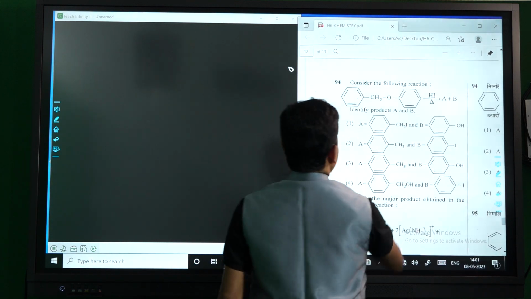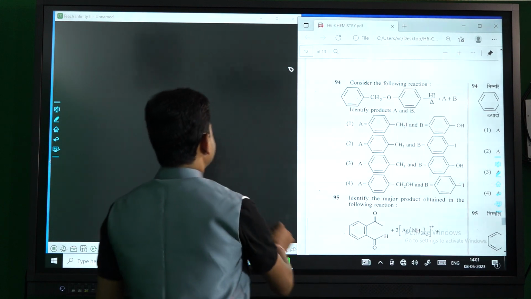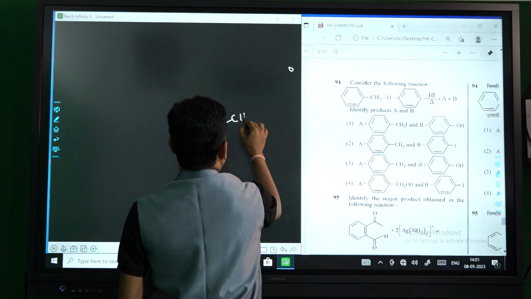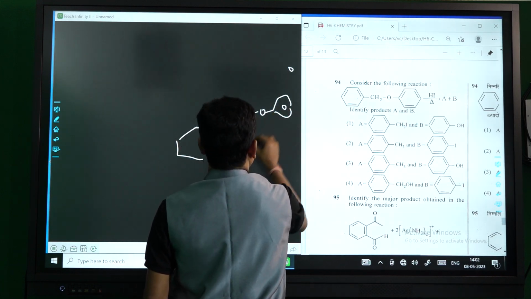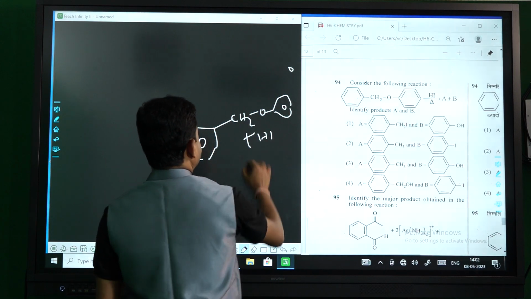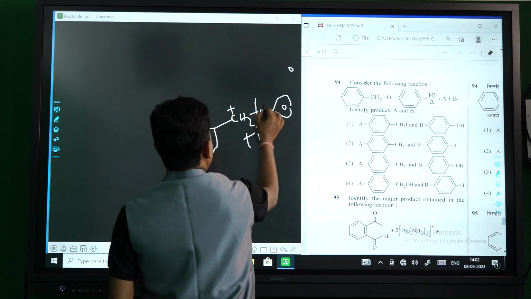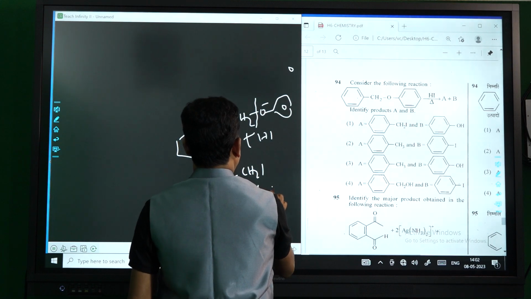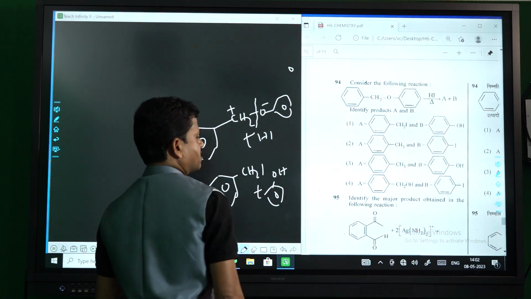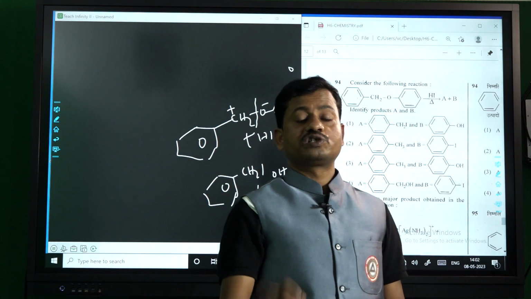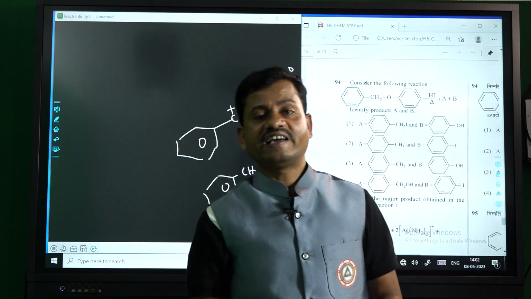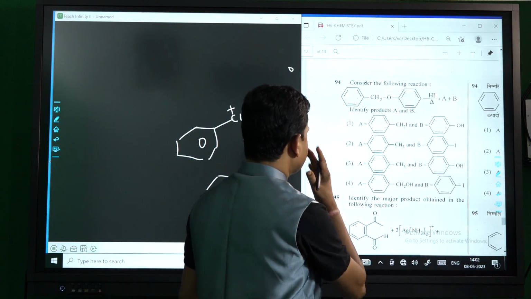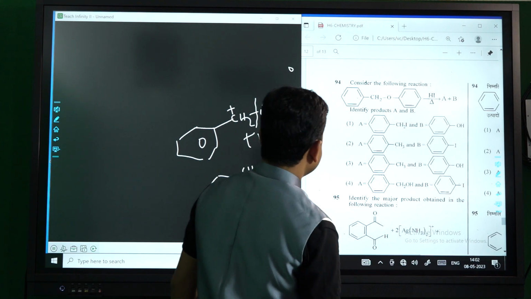Now question 94. Consider the following reaction. An ether is given, benzyl phenyl ether, reacting with HI. In that case, bond cleavage occurs, with plus and minus charges, so you get the SN1 mechanism, giving benzyl iodide and phenol. That is the correct answer. That question has been asked directly from the 12th class organic chapter alcohol, phenol, ether. In my point of view, option 1 is correct.